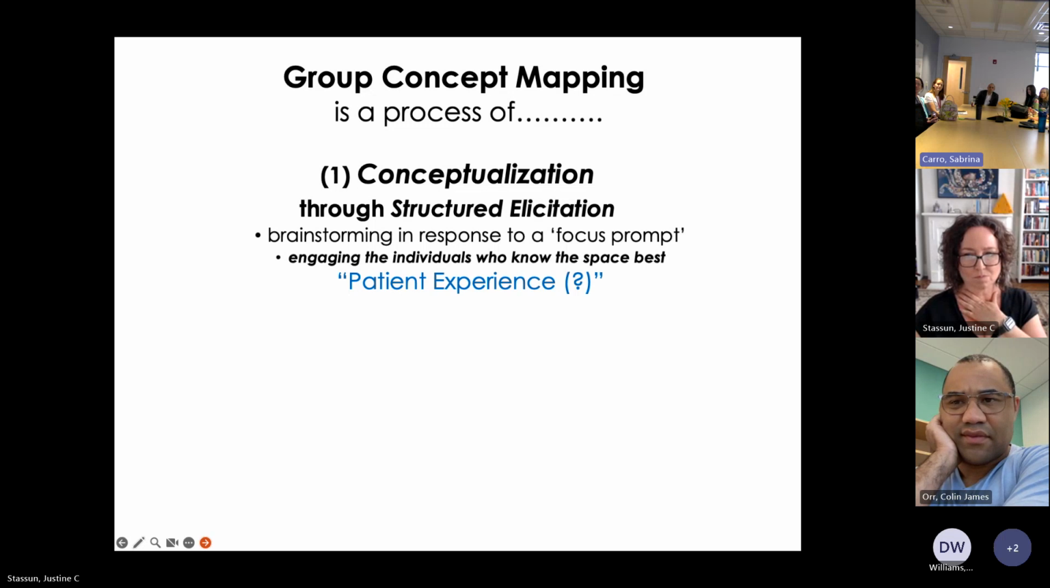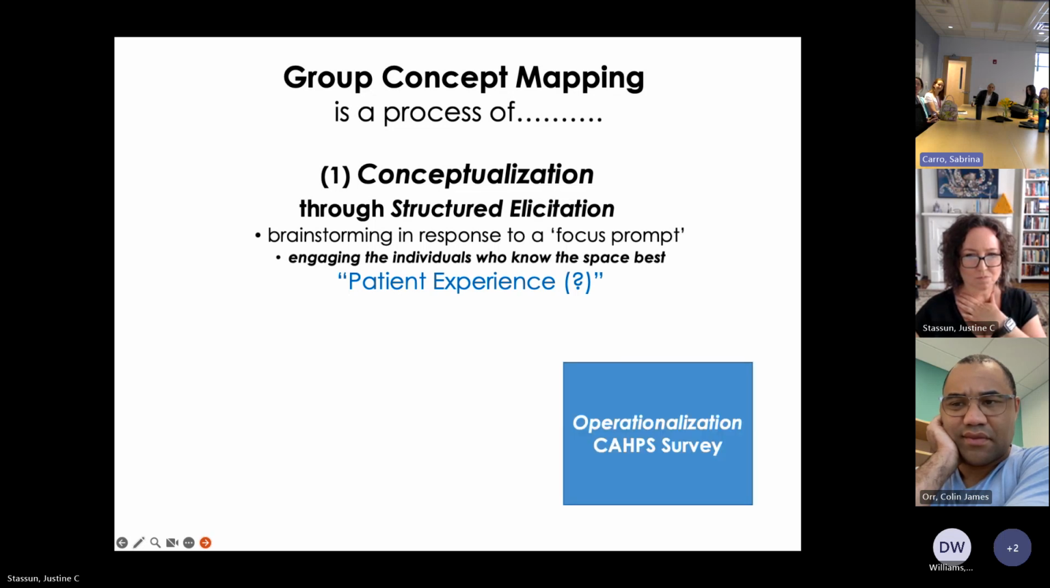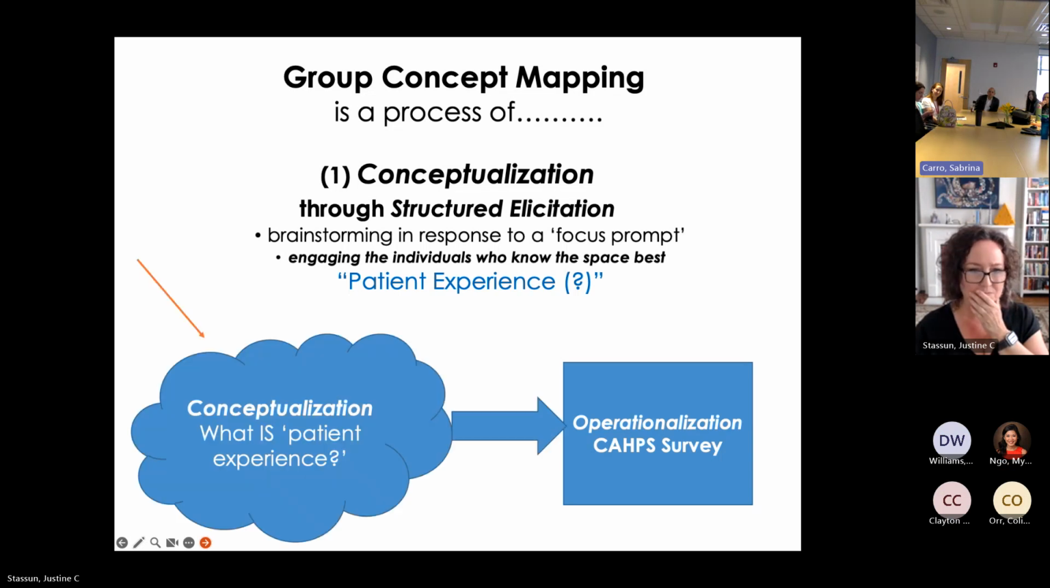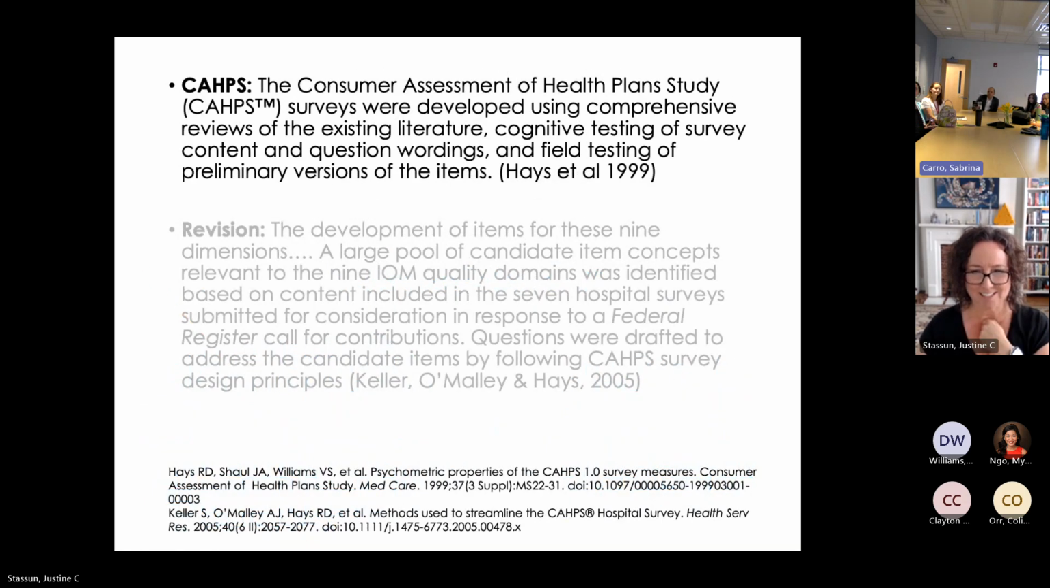Before we do that, I want to do a quick example in case the idea of conceptualization isn't clear to people. And the example I'm going to use is patient experience. So we kind of know that there's a patient experience measure that is pretty widely used, and in fact, on which some payment decisions are made, which is the CAPS survey. But conceptualization is the step before something is operationalized or put into an actual tangible measurement. And it's the idea of conceptualizing the thing itself, right? What is patient experience? So that's what I mean when we talk about conceptualization.